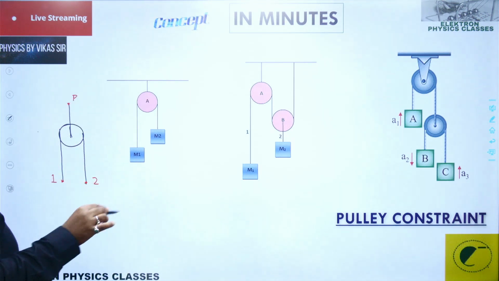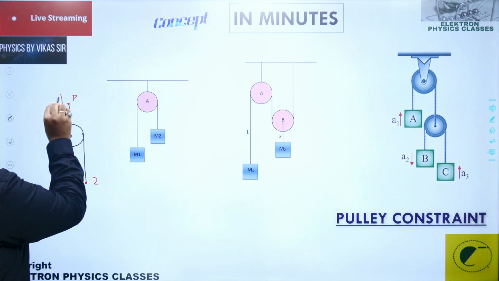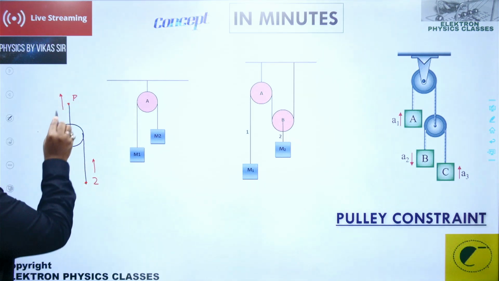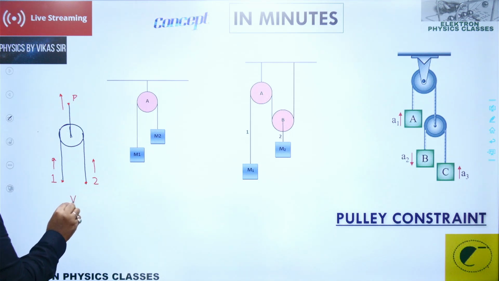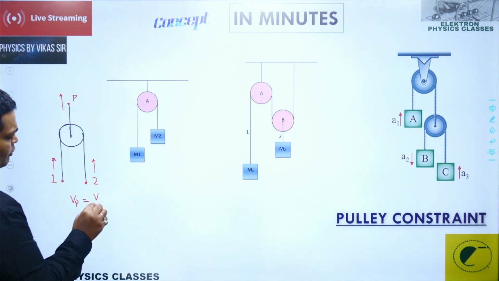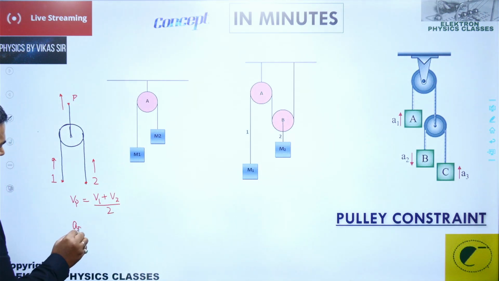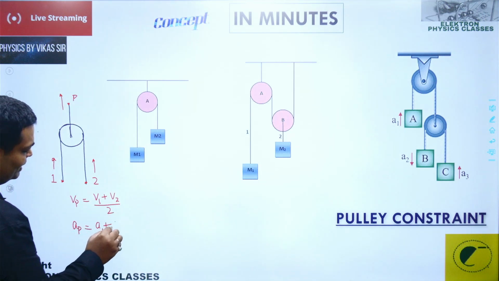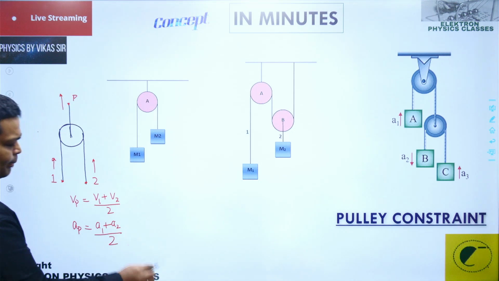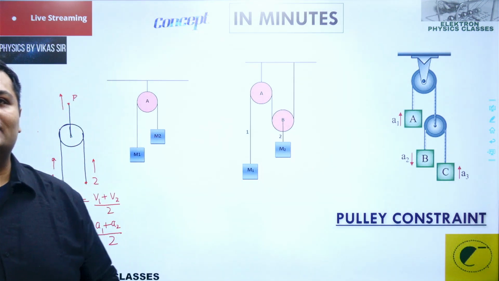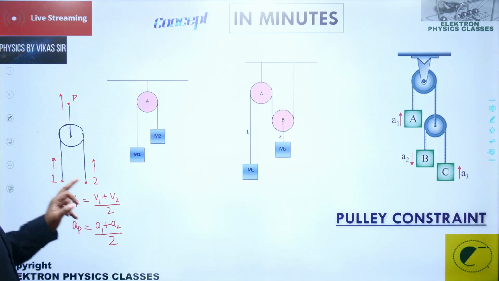Now, what's the constraint? The constraint is, let's say this point is moving up, this particular point is moving up, and this point is moving up. Then you will be writing the velocity of the pulley as equal to (v1 plus v2) upon 2, or you can write the acceleration of the pulley as equal to (a1 plus a2) upon 2. Now the key point is, if any of the velocity or the acceleration is in the opposite direction, that term you will take as negative.